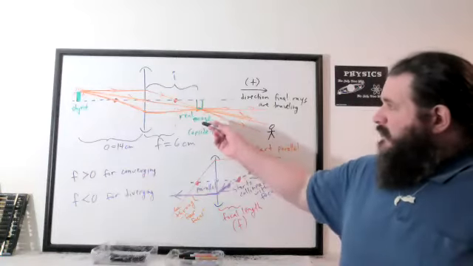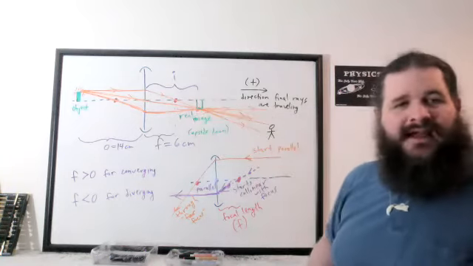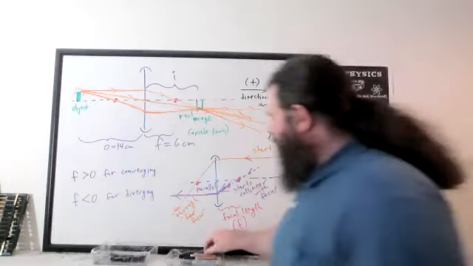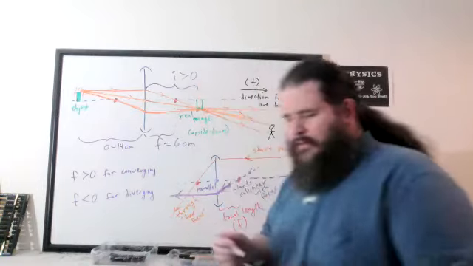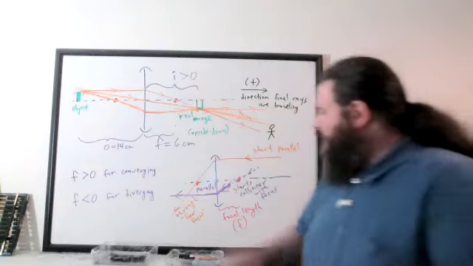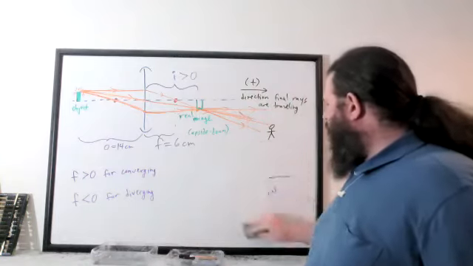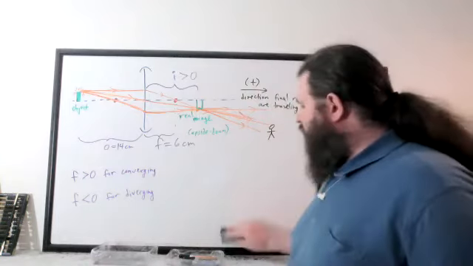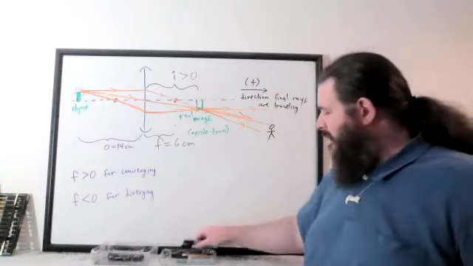So for this real image, since this is on the side of the lens that the rays of light are traveling in the end, we would say I is a positive value. And we can actually calculate what this will be using the thin lens equation. And what is that equation? The equation that links image distance, object distance, and focal length together. Have you seen a formula, an equation for that yet?